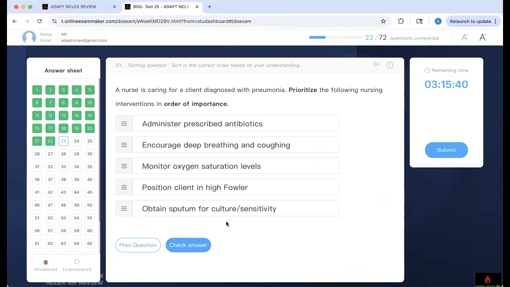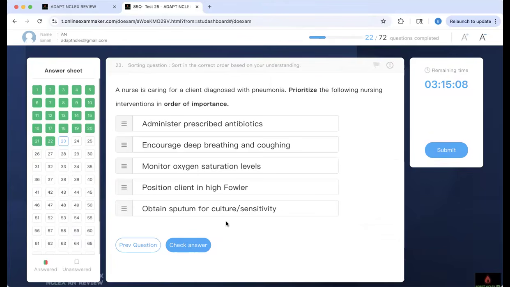And this is caring for a client diagnosed with pneumonia. Prioritize the following nursing interventions in order of importance. If you're taking care of a patient who has pneumonia, how would you take care of them? Give them antibiotic, encourage deep breathing, monitor the oxygen saturation, position them in high Fowler's, and obtain sputum for culture and sensitivity. This is a 2026 NCLEX question, to help you, because this is prioritization in a different form. So arrange this in the order that you think is appropriate.